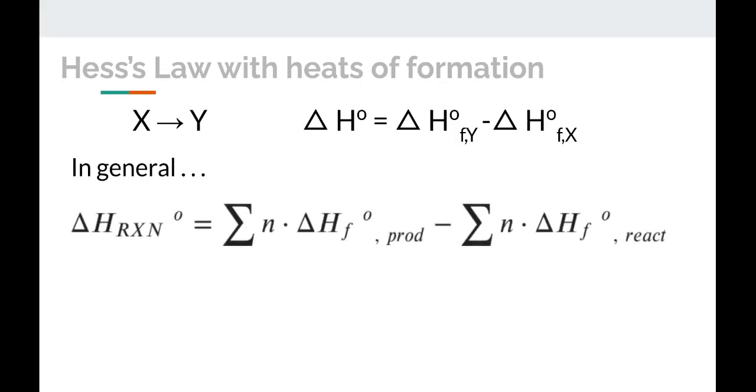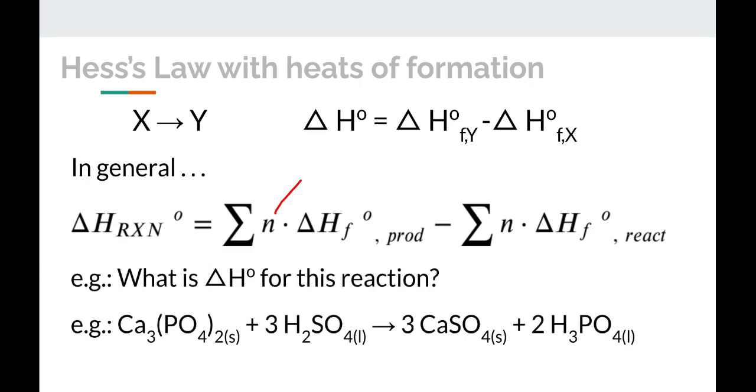So in general, we could say the delta H for any reaction is equal to the sum of the enthalpies of formation of the products multiplied by their coefficients, and that's where this N comes in, because remember, these are all going to be reported on a per mole basis, so we have to multiply by the number of moles indicated by the coefficient in the balanced chemical reaction. So you do that for products, and then you subtract the same quantity for reactants, the enthalpies of formation for reactants multiplied by their coefficients.